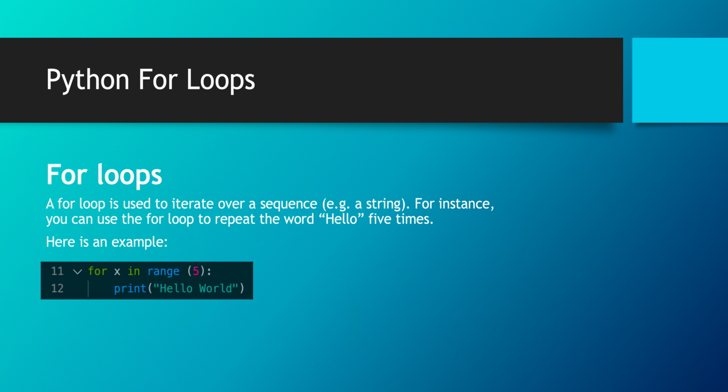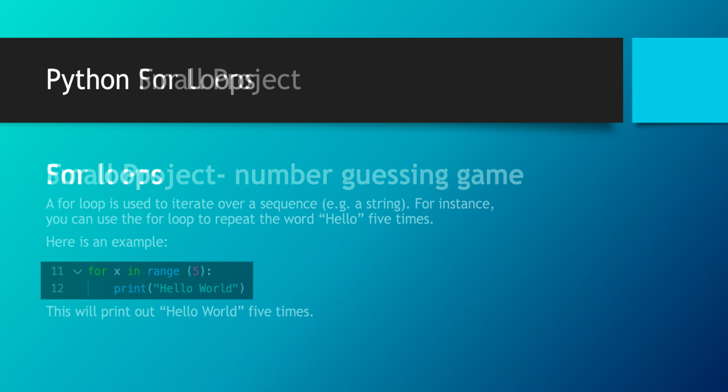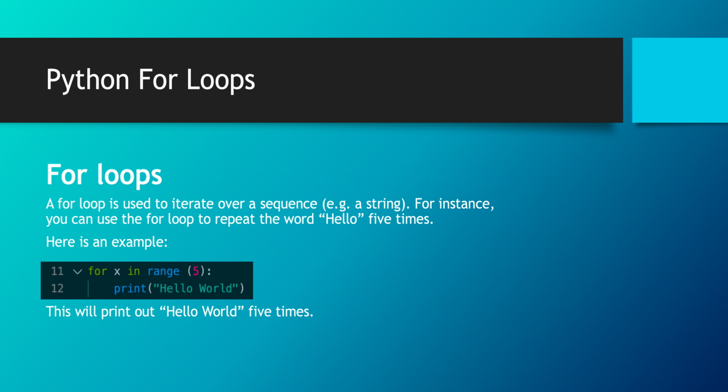So Python for loops. A for loop is used to iterate over a sequence, for example, a string. You can repeat the word hello 5 times. So it will just be hello, hello, hello, hello, hello. So here's an example. In this example, for x in range 5, print hello world. So it will print hello world 5 times.